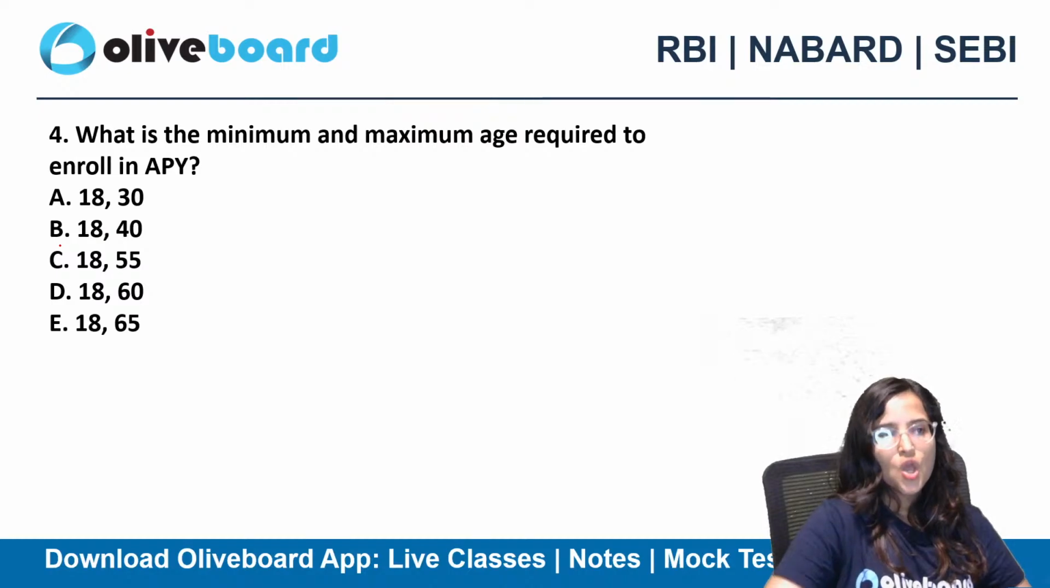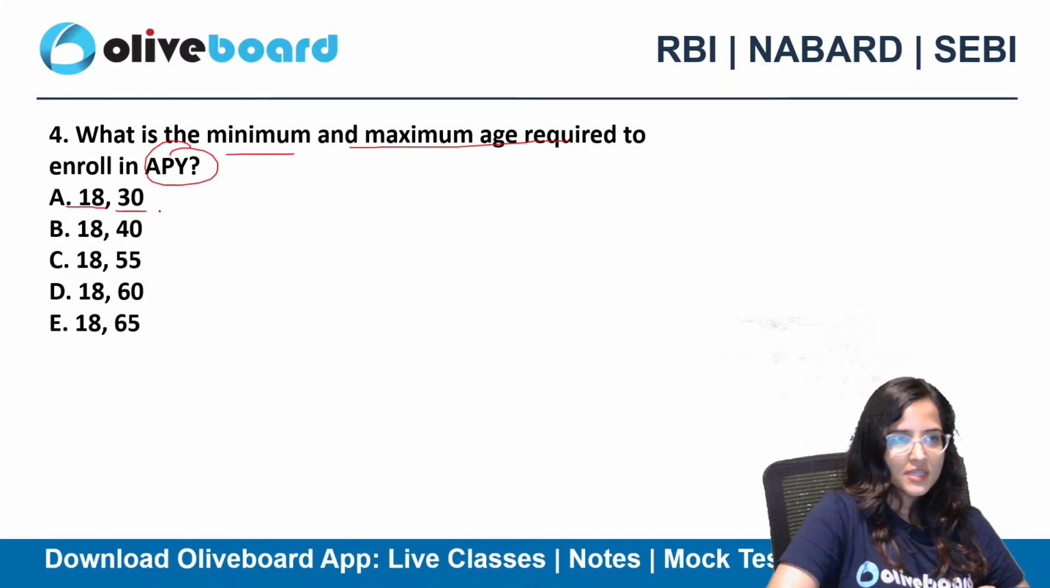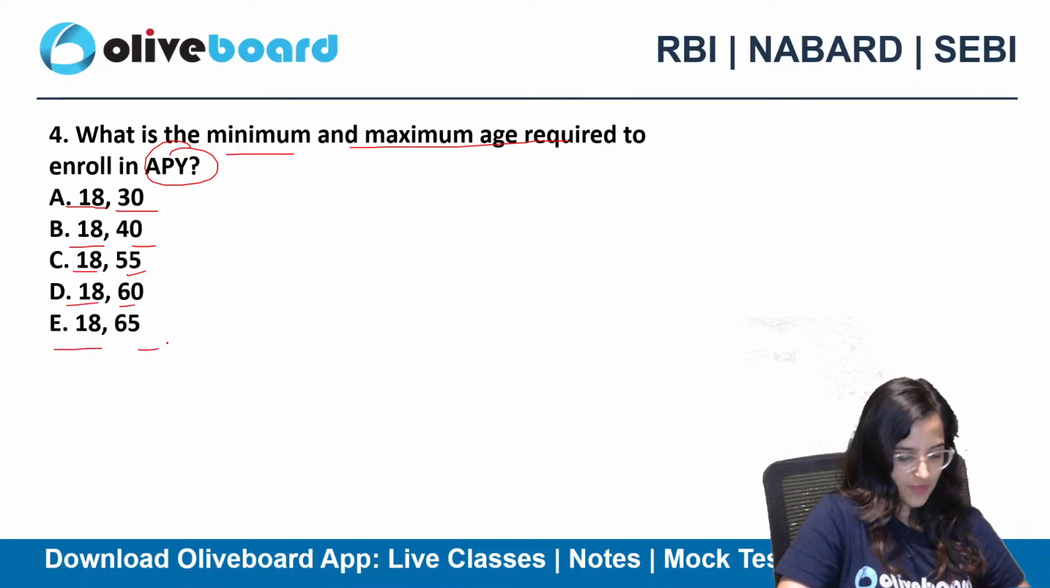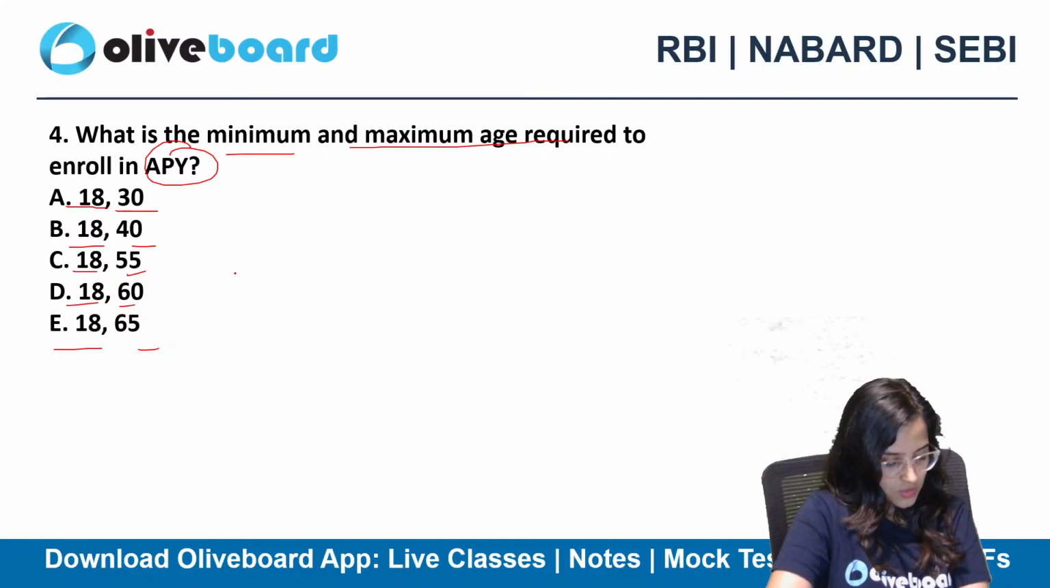Fine. What is the minimum and maximum age required to enroll in APY? 18-30, 18-40, 18-55, 18-60 or 18-65? What is the answer? Very easy question. Very, very easy question. What is the answer?